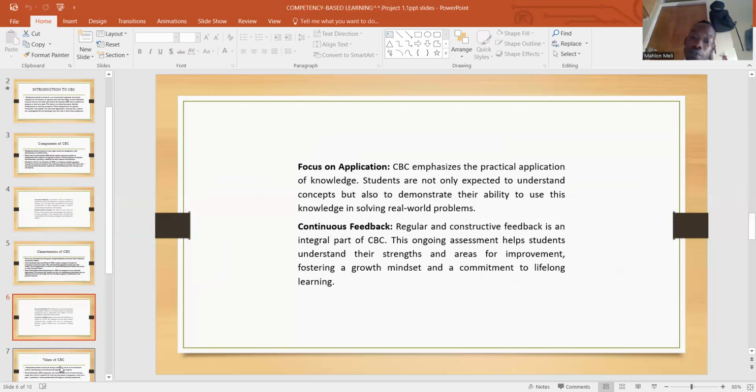The fourth is the continuous feedback. Regular and constructive feedback is an integral part of CBC. This ongoing assessment helps students understand their strengths and areas of improvement, fostering a growth mindset and a commitment to lifelong learning.